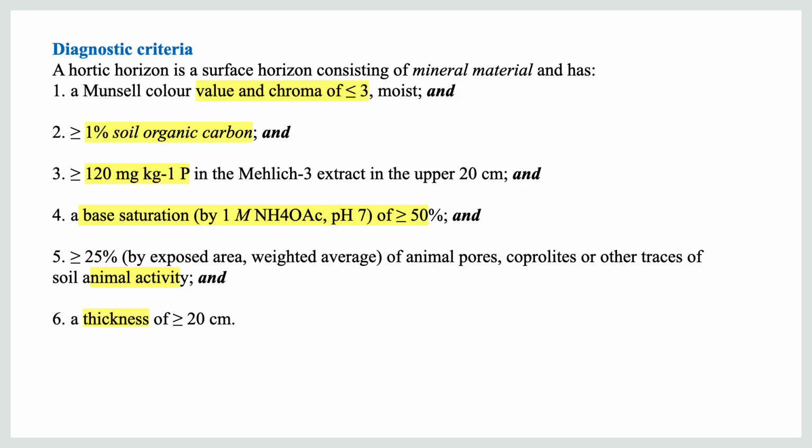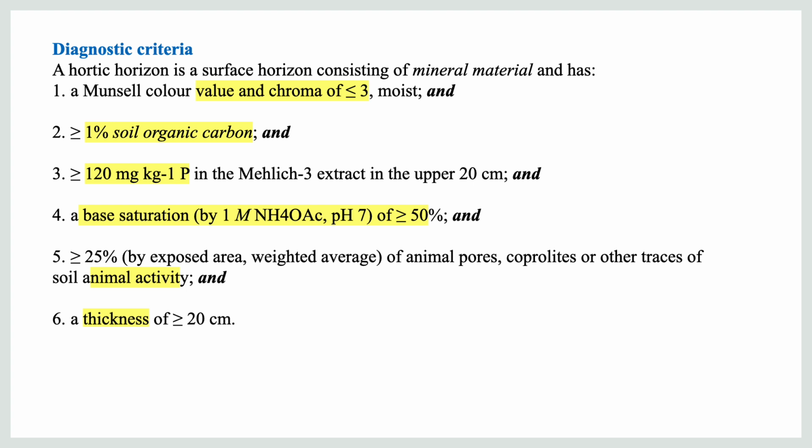The diagnostic criteria to identify the anthropic horizon are that we need to find dark colors, so low value and low chroma, a content of soil organic carbon equal or higher than 1%, a content of phosphorus extracted by Mehlich 3 equal or higher than 120 milligrams per kilogram of soil in the first 20 centimeters, and a base saturation equal or higher than 50%.